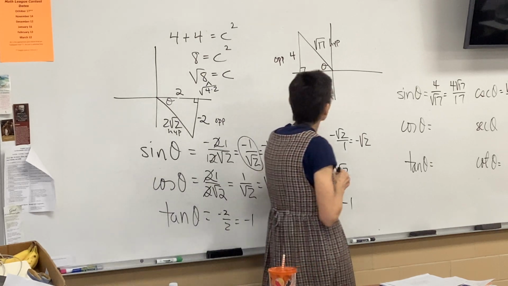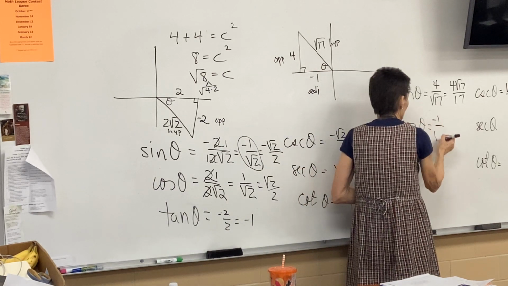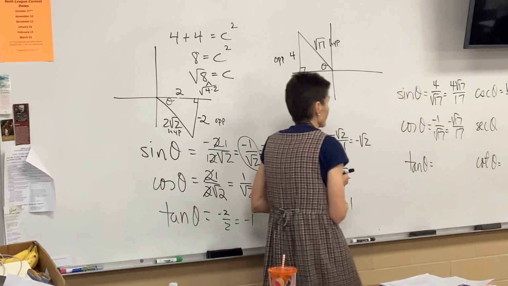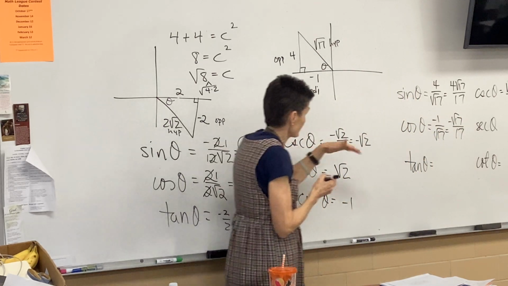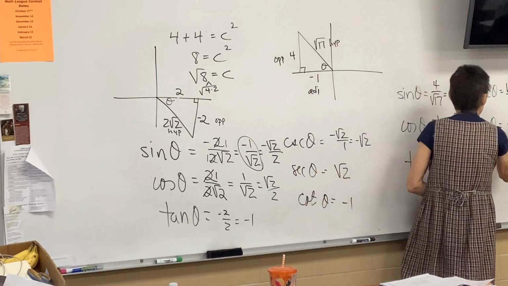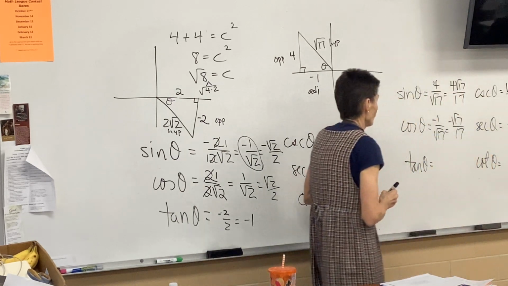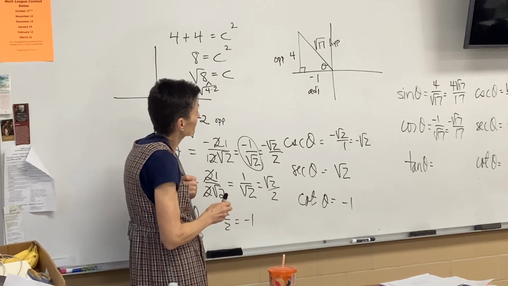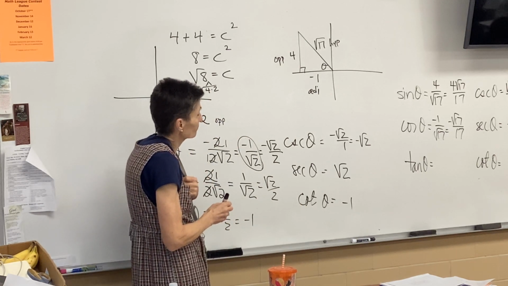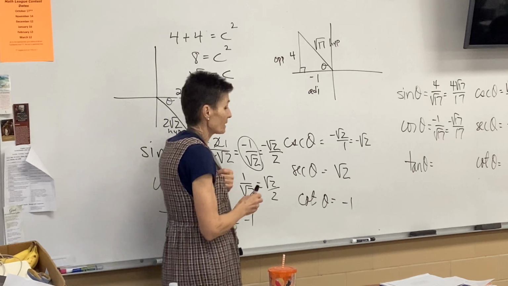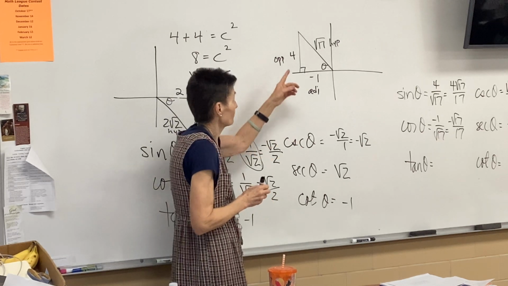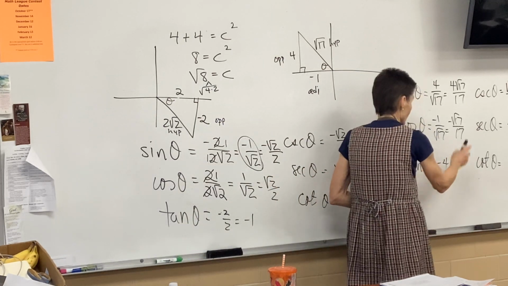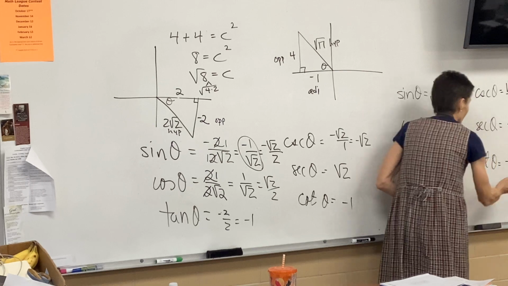Cosine, negative 1 over root 17. Which makes our secant negative root 17 over 1. And how about our tangent? What's our tangent? Negative 4. Negative 4, which means the cotangent is negative 1/4.